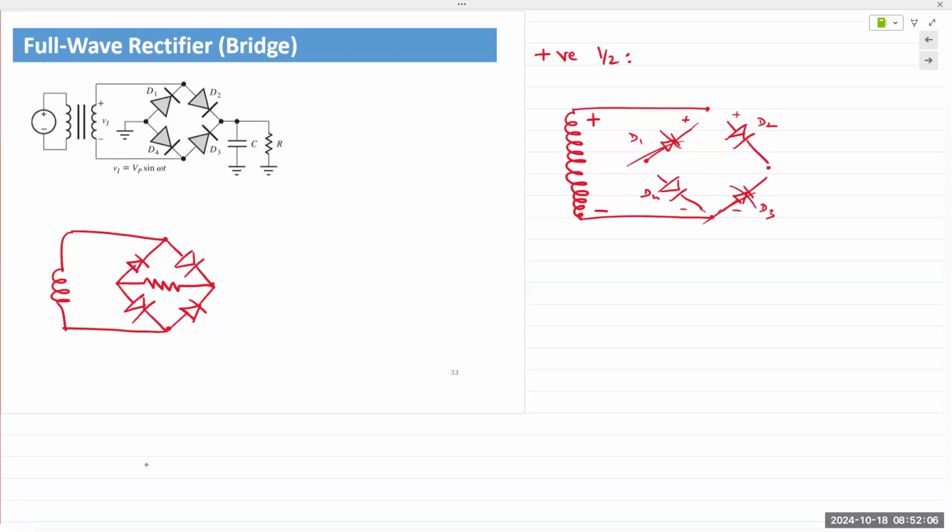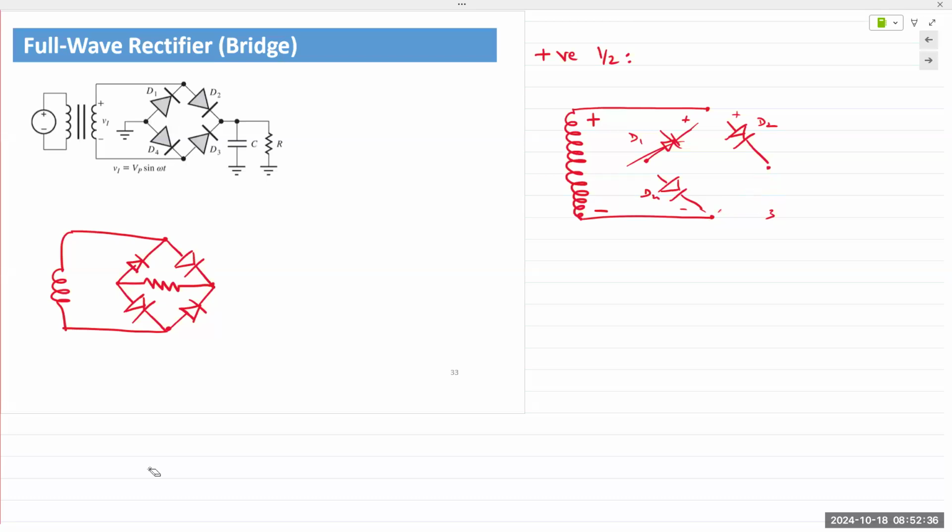Take a few seconds, and I'll repeat. There's positive at the top, negative at the bottom. So positive is being applied to D1 and D2. D1 is a cathode, D2 is the anode. So D2 is on, D1 is off. At the lower half, negative is being applied to the cathode of D4 and the anode of D3. Hence, D3 is off and D4 is on.